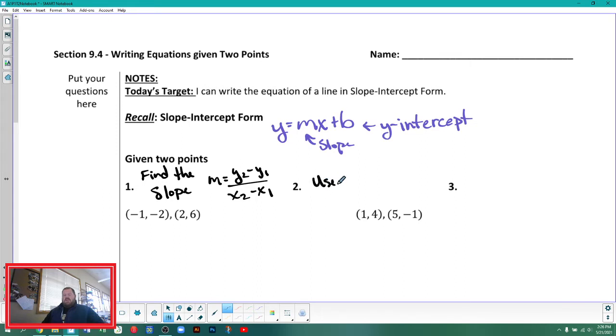Then I'm going to say use the slope and a point to find b. And then step 3 will be to write the equation.